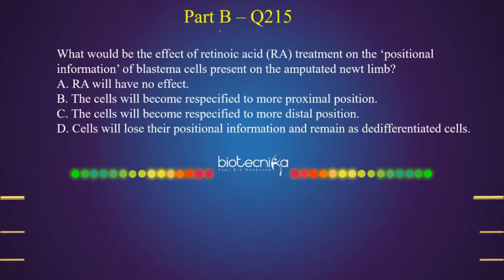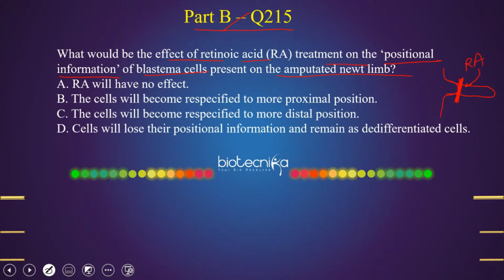Good. Next, this is from shift 2. Part B questions only from shift 2. What would be the effect of retinoic acid treatment on the positional information of blastema cells present on the amputated newt limb? Question from Regeneration. So basically you have a limb, but you amputated it, and in that amputated area, you have put retinoic acid. Based on that, they're asking what will be the effect.